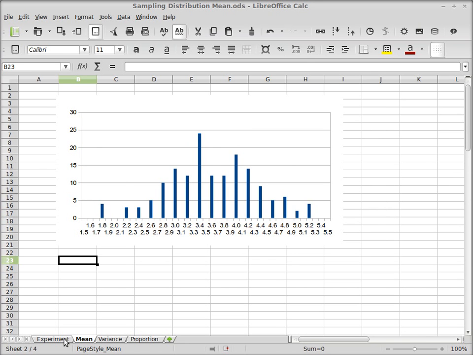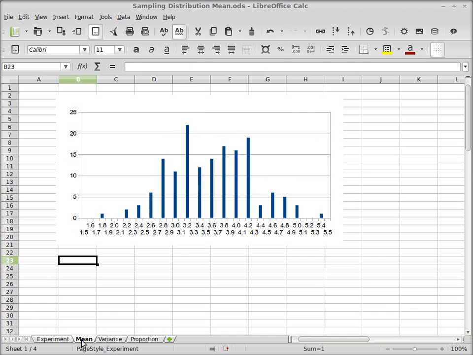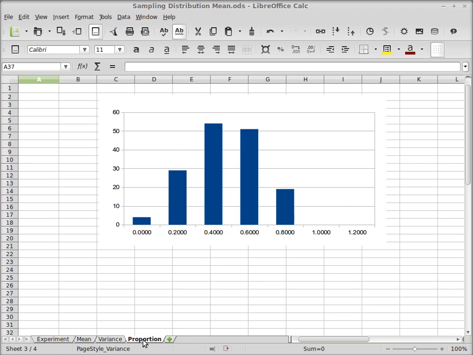Now we can repeat this entire experiment with just a click. I can reload all these random numbers that I chose to be my dice rolls with one click. So let me just redo the entire experiment and now go look at my mean. Still looks fairly normal. Variance is still having some trouble. The proportion still looks normal.